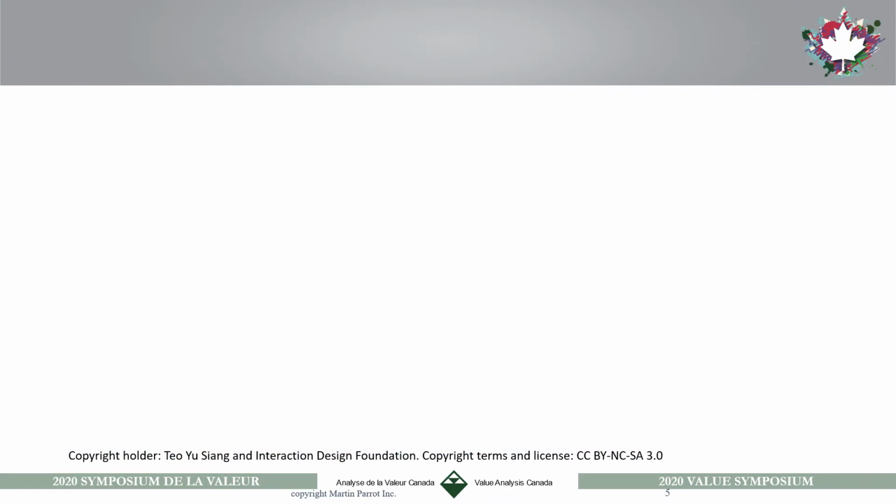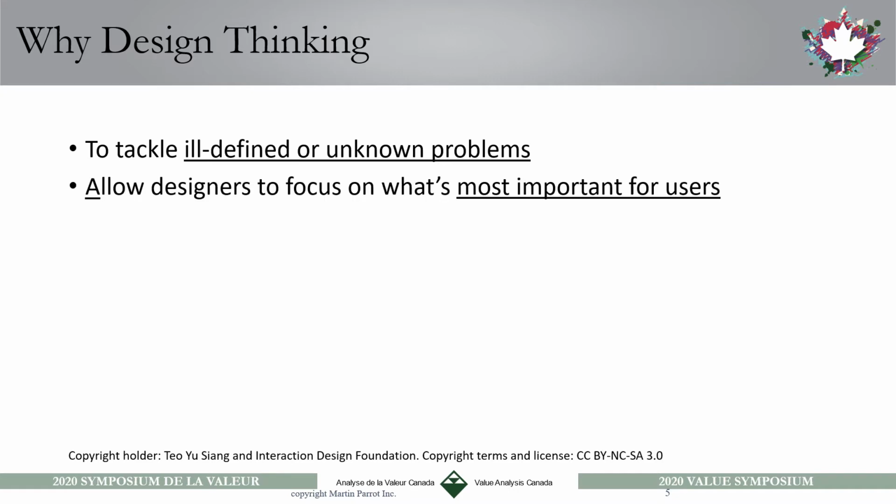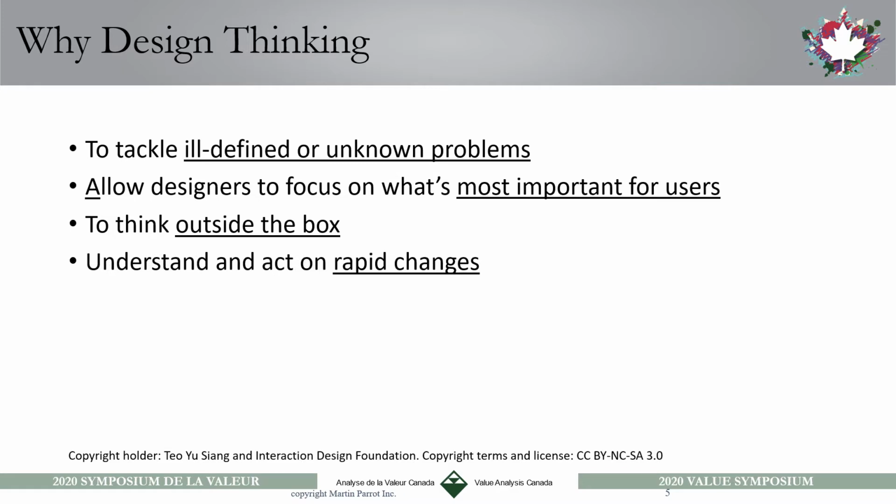So design thinking will help tackle ill-defined or unknown problems. So there's a process to understand better the problems. It will allow designers to focus on what's most important for users. And that's also what we do when we do value engineering. When we start the function analysis, we identify the functions that we need to accomplish, and we kind of categorize the functions on what's important and what's nice to have. It helps us think outside the box, and we also want to do that in a value engineering process.